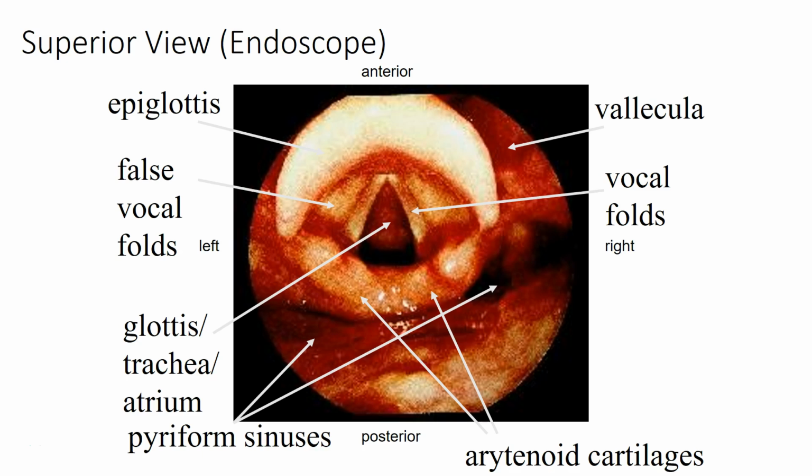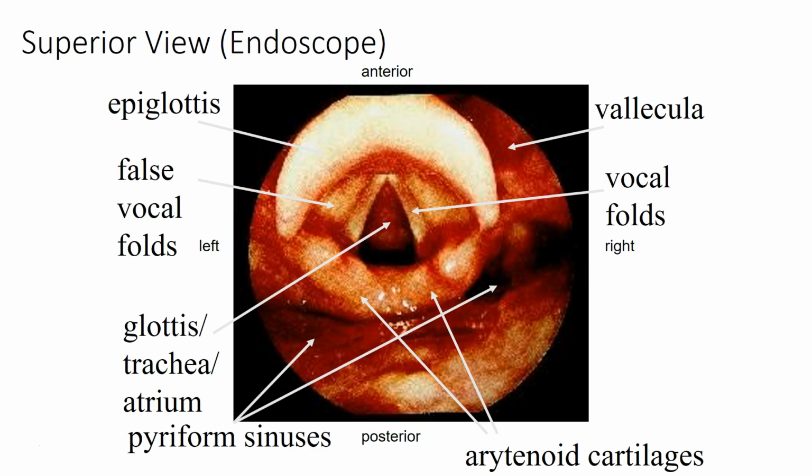Also around the outside of the larynx we have the vallecula and the piriform sinuses, which are channels for food and liquid when swallowing. Inside the larynx proper we have the false vocal folds and the vocal folds. When the vocal folds are open, or abducted, we can see through them into the space between them called the glottis, and down into the trachea.